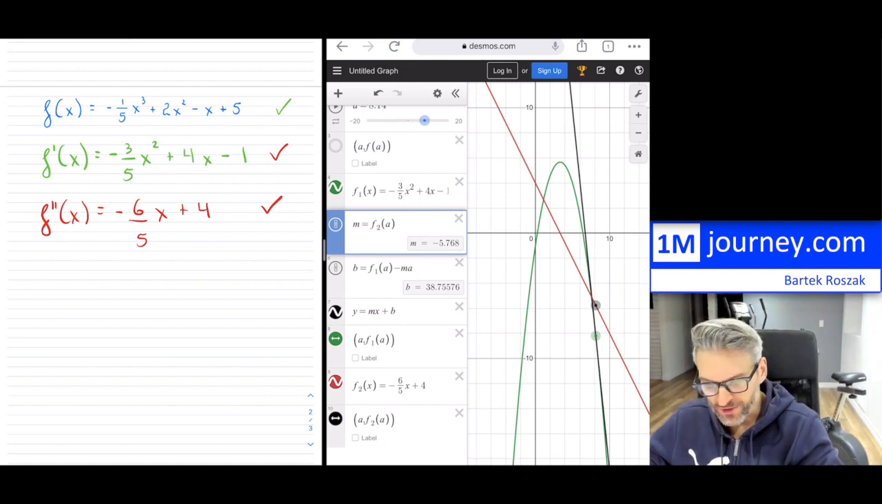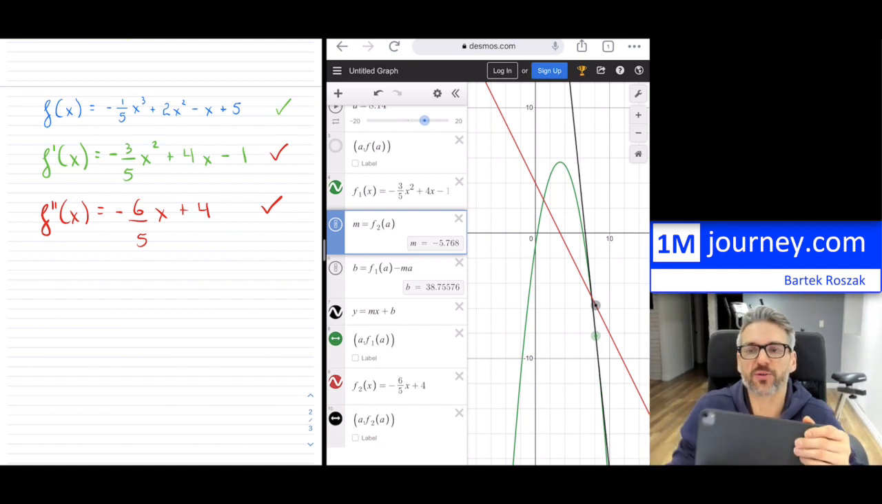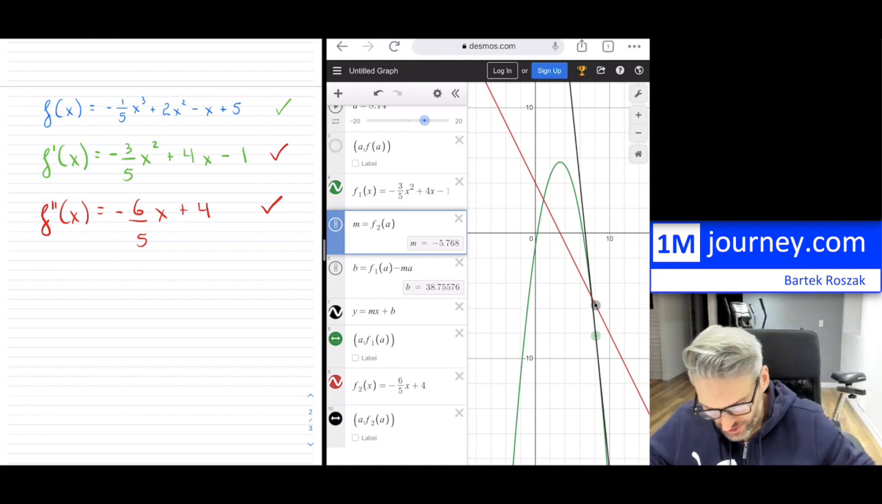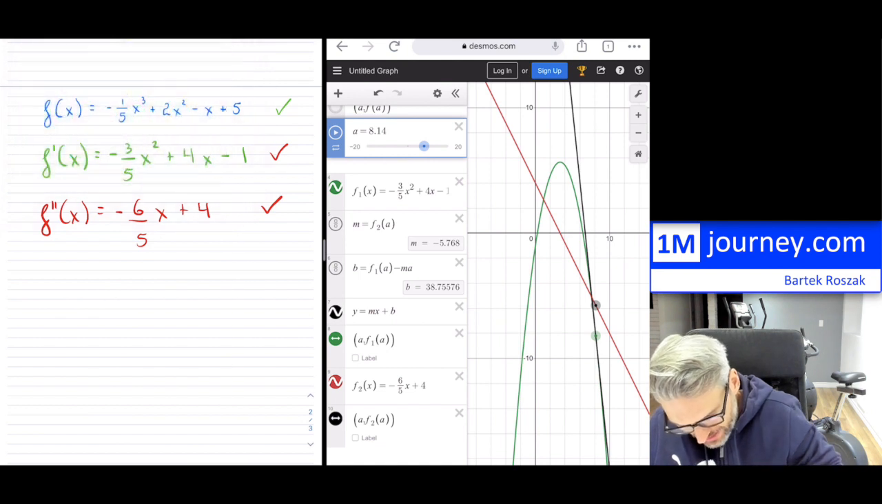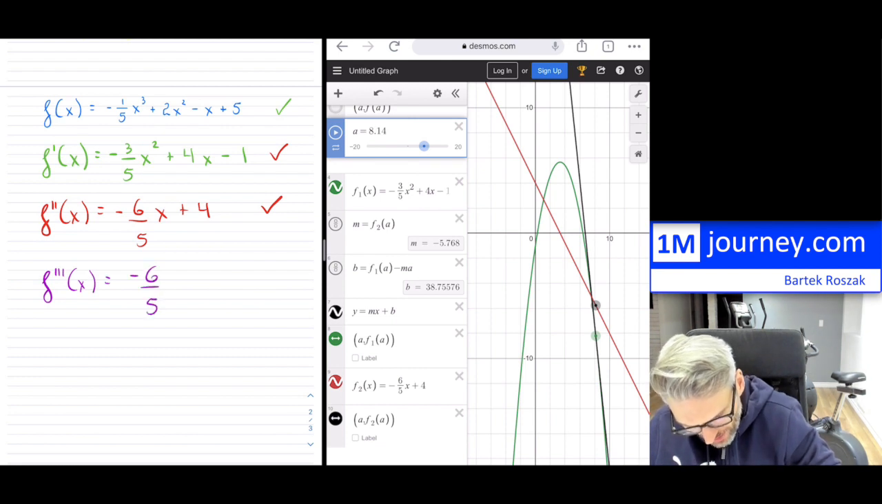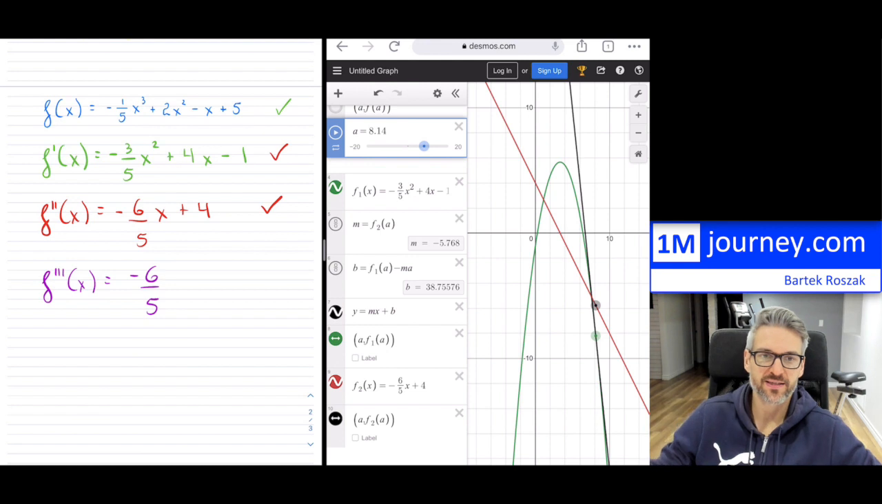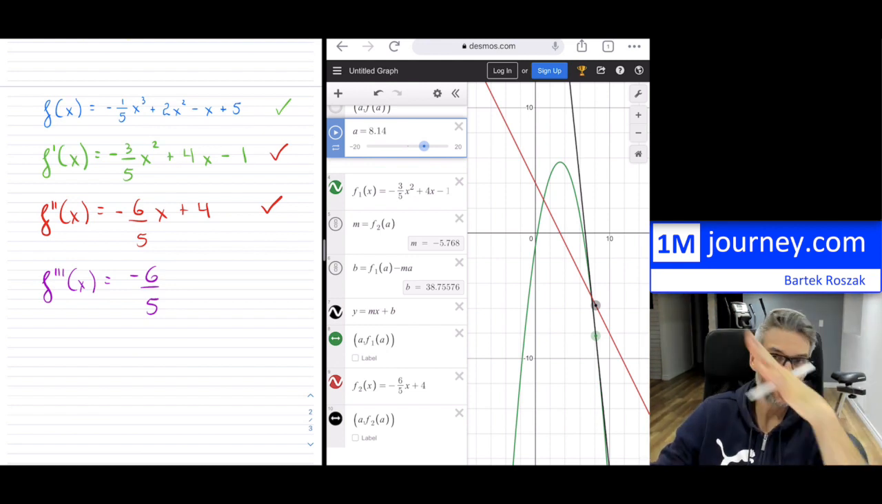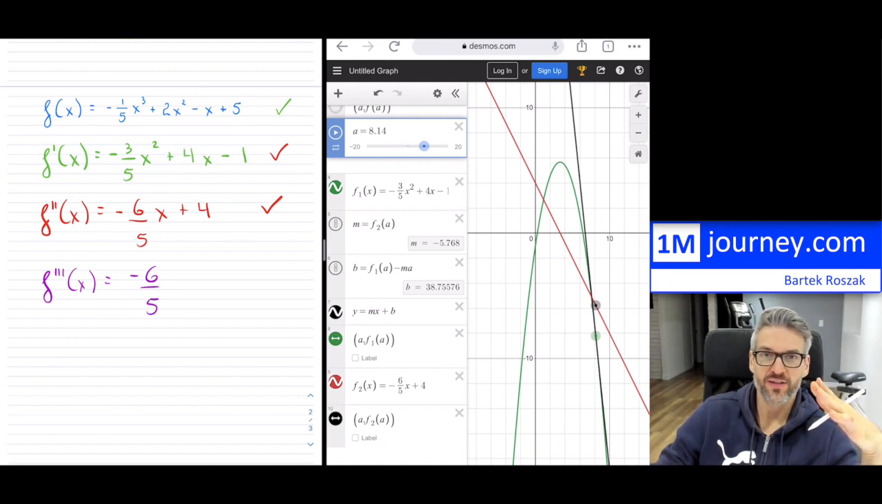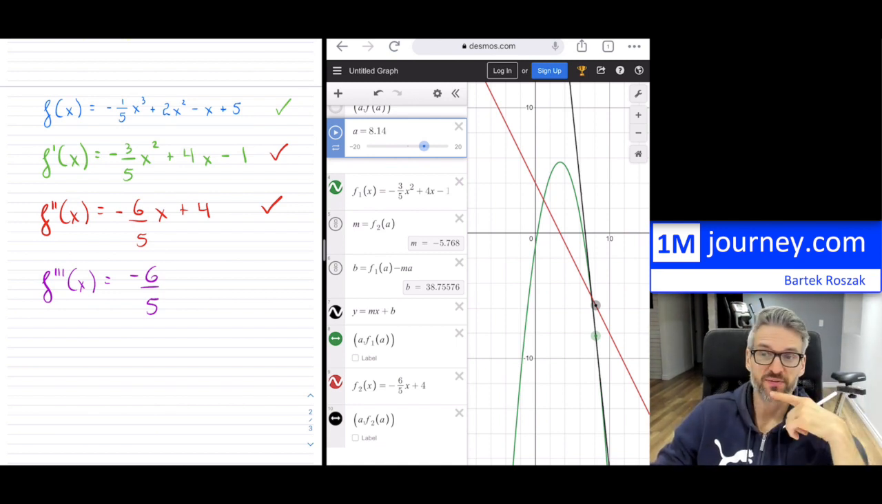Here, I could have continued this in terms of the third derivative, if I wanted to. If I continued and made this the third derivative, all I would get is negative 6 over 5. And that shouldn't surprise us, because if you look at the second derivative, it's a line. And if it's a line, then the slope at any point is just the slope, which is negative 6 over 5.